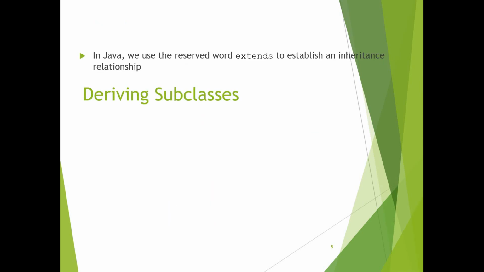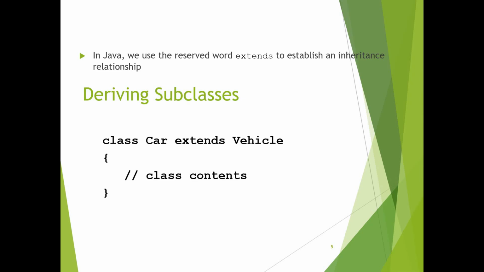So how do we derive a class here? We can see how to derive the class by using the extends keyword. So class car extends vehicle. Vehicle is a super class and car is a subclass. Here class car is extending vehicle, and these are the class contents. This is an example where car is now the child class and vehicle is the parent class.